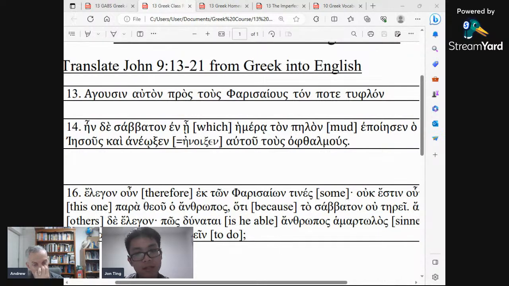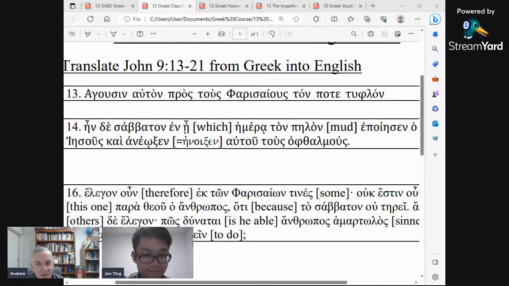Epoiesen. Okay, gotta cut off the epsilon. Cut off the sen. So poieo is do or make, he she it do or make. So this would be he she it was, so was made. Nearly. Jesus made. So Jesus, the made.